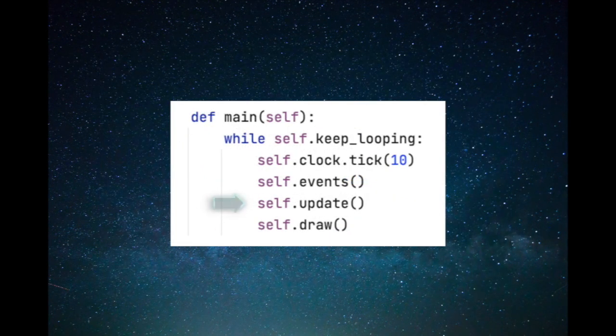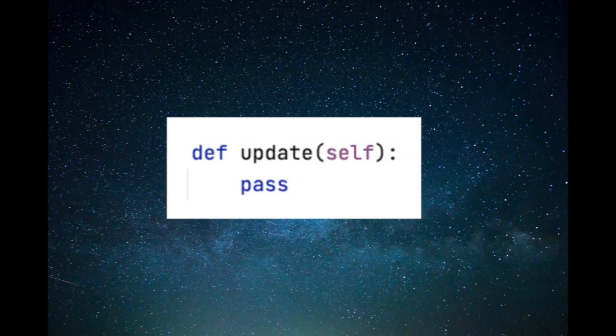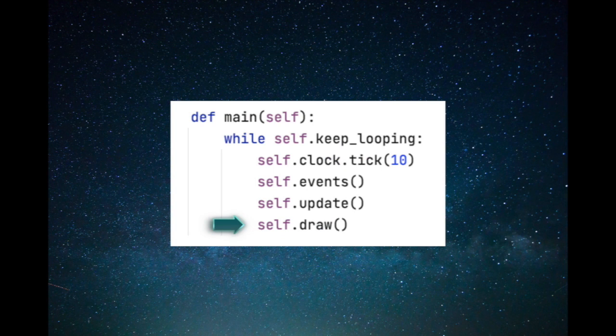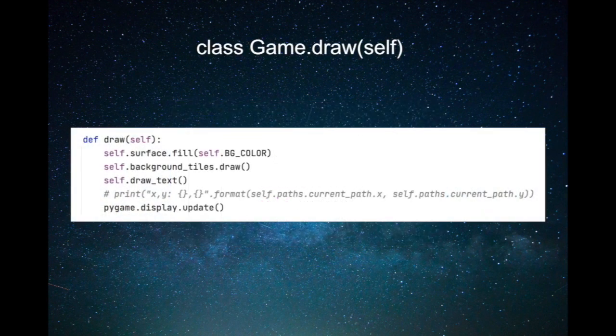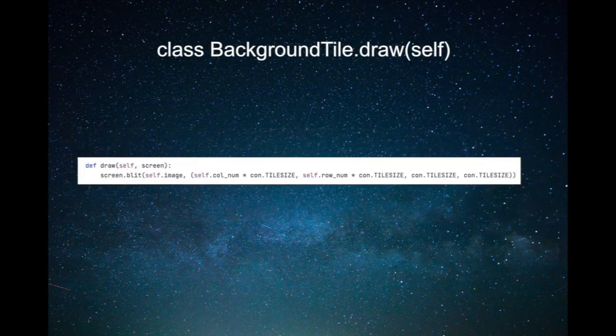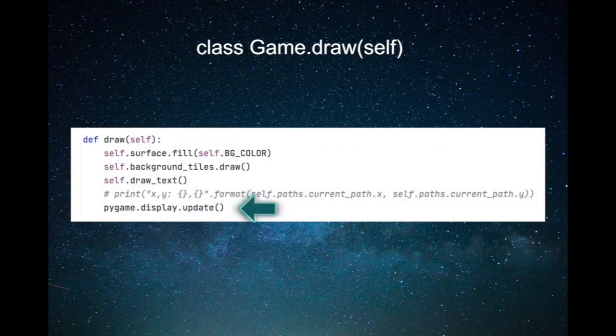By the way, although we're not using the update function in this version of the program, we will be using it soon, so I included it as a shell. Now let's look at the draw function. The first line fills the surface with the background color. Then we draw the background tiles. As you can see, the part of this that does the work is the screen blit function. That's all pretty straightforward. But if the display isn't updated, nothing will be drawn to the screen. So we have this line as the last line of the draw function in class game. Pygame display update. Okay, that's it.